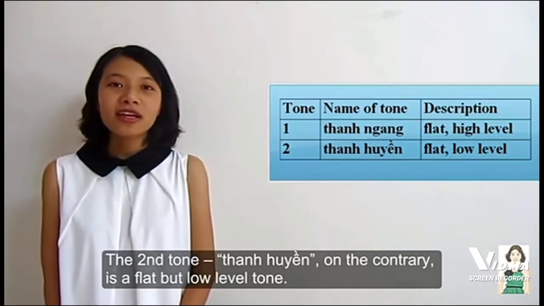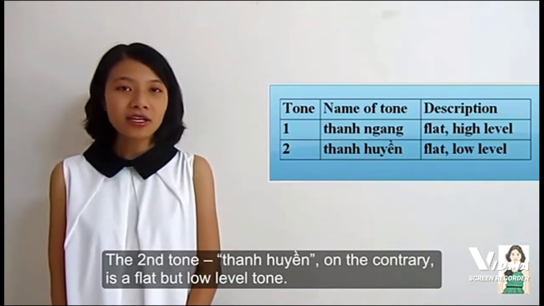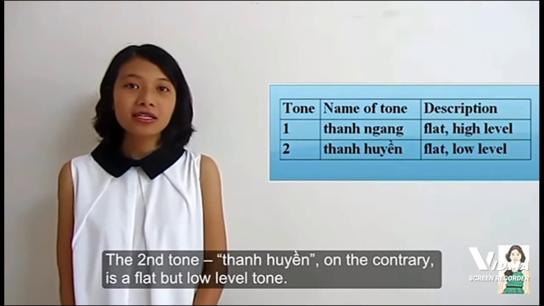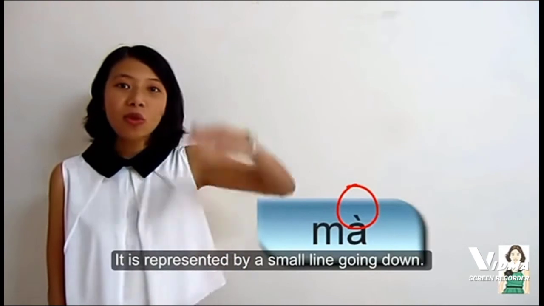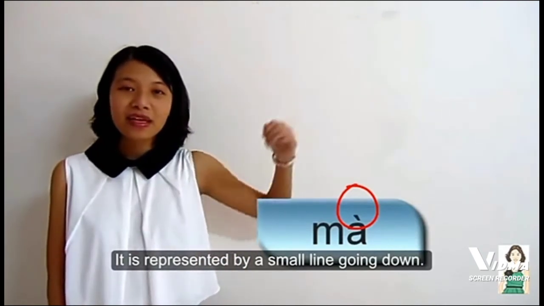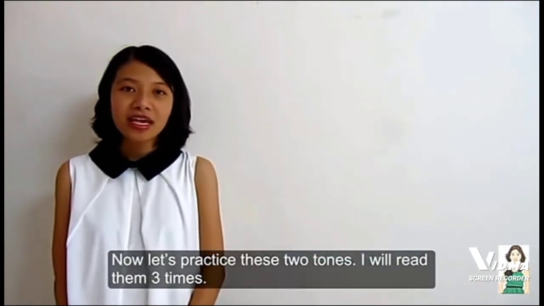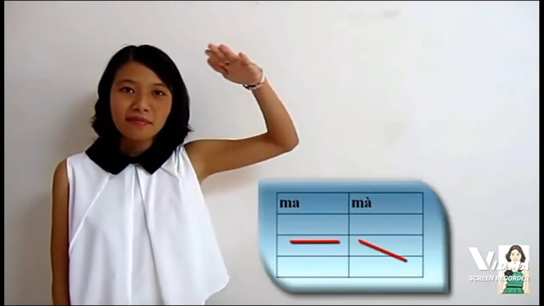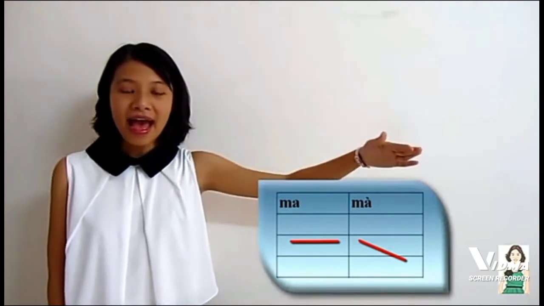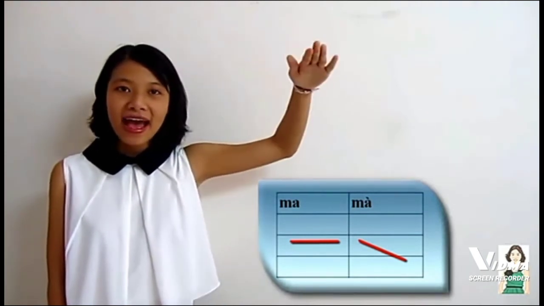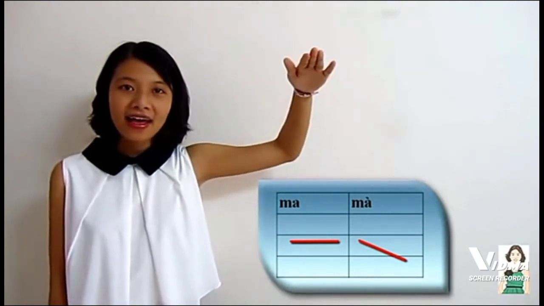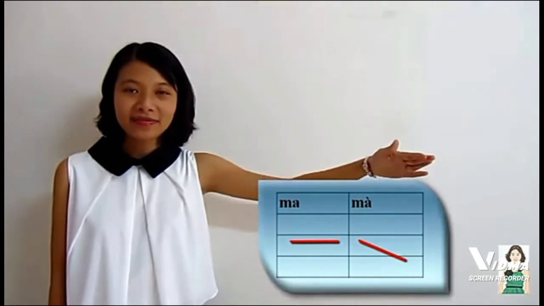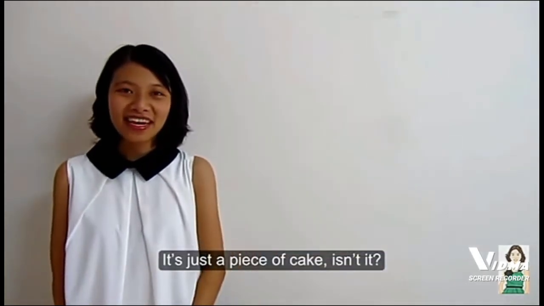The second tone, thanh huyền, on the contrary, is a flat but low-level tone. It is represented by a small line going down. Now let's practice these 2 tones. I will read them 3 times. Ma, ma, ma, ma, ma, ma. It's just a piece of cake, isn't it?